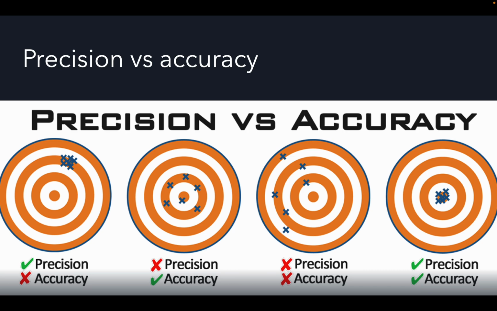In the third diagram, the values are far apart from each other and far from the targeted value, meaning that it has low precision and low accuracy. In the last diagram, the values are close to each other and close to the targeted value, so it has high precision and high accuracy.